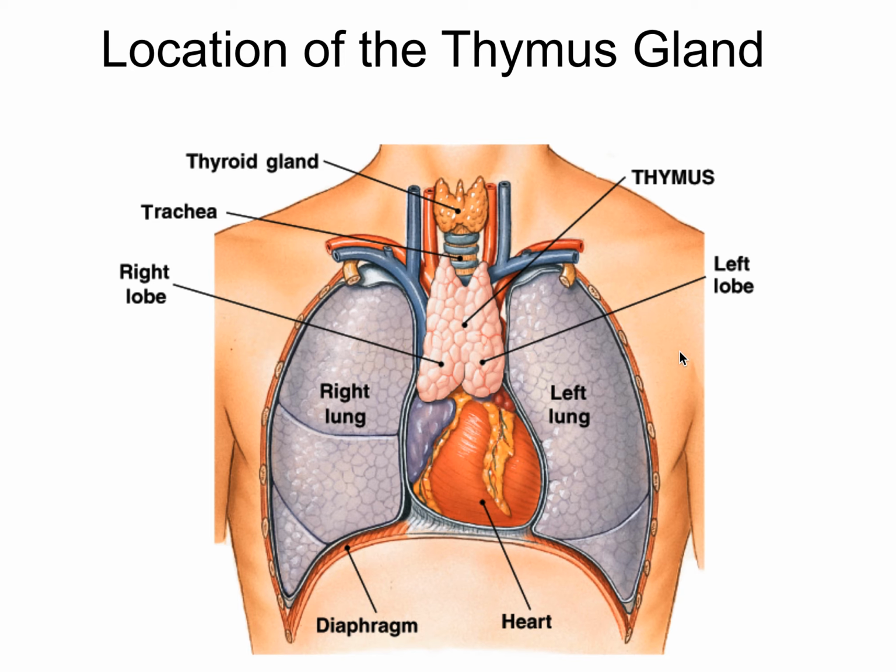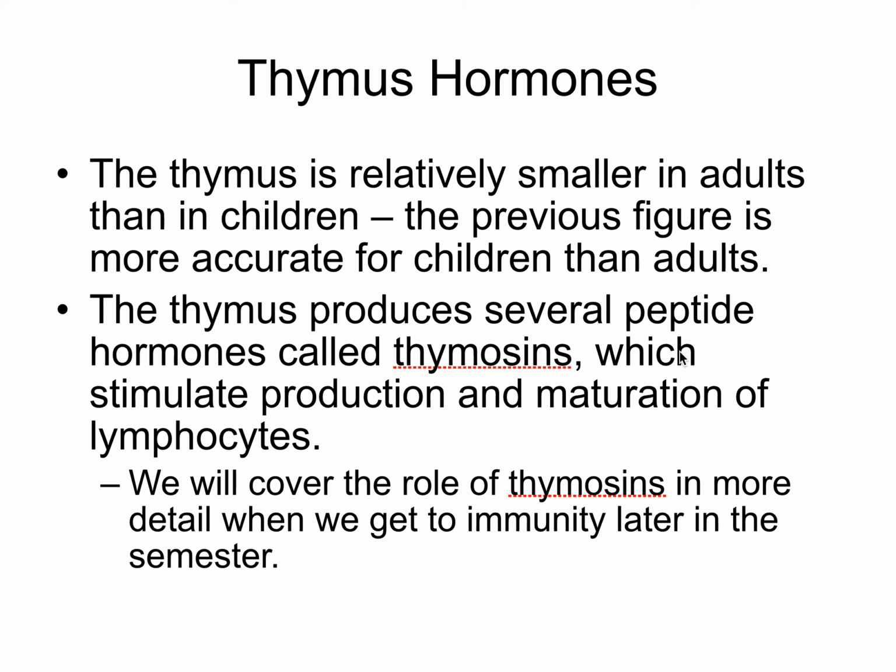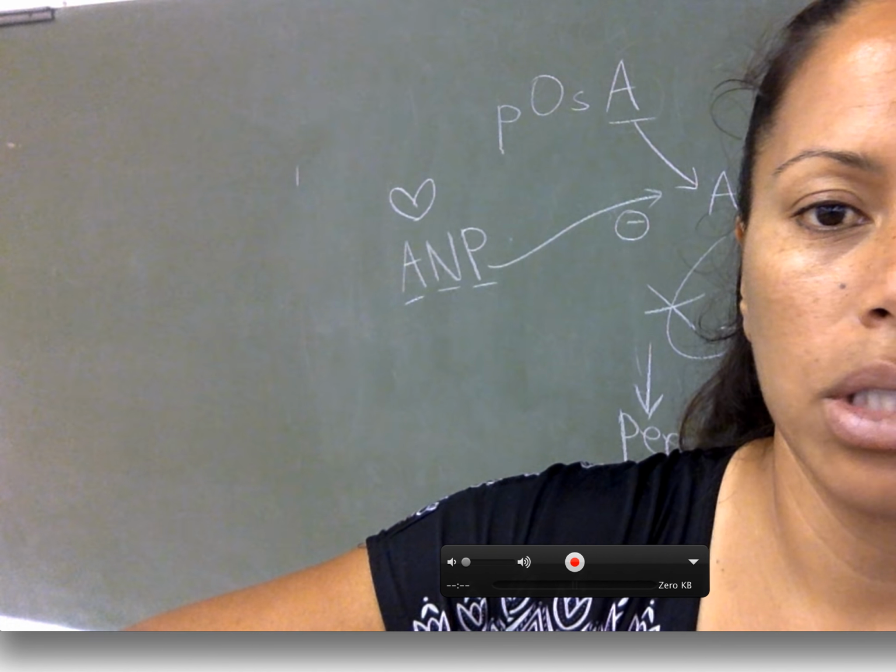Thymus. Thymus is really important. It's a part of the immune system. White blood cell production, specifically T cells, are produced in the thymus. And that's it for now. We are done.